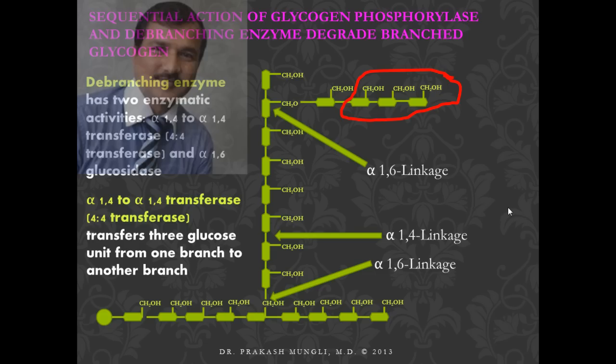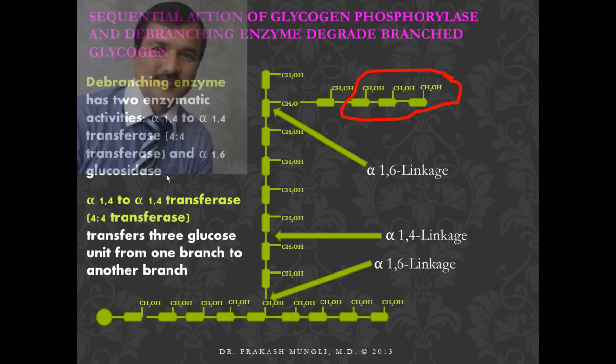Now what will happen to that? Over the branch point, those 4 glucose residues which are left, now the debranching enzyme will come into the picture. The debranching enzyme has 2 enzymatic subunits. It has a 4,4 transferase subunit, and it has an alpha 1,6 glucosidase subunit. So it has 2 catalytic mechanisms.